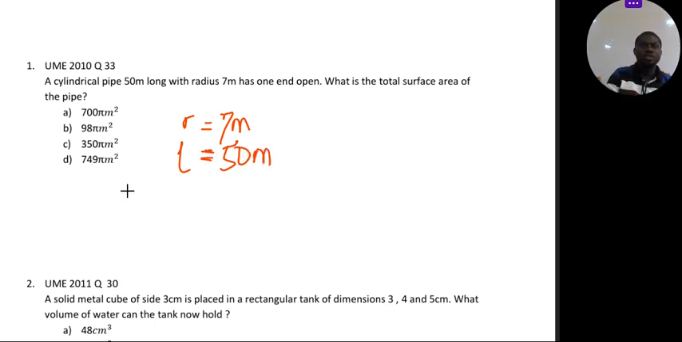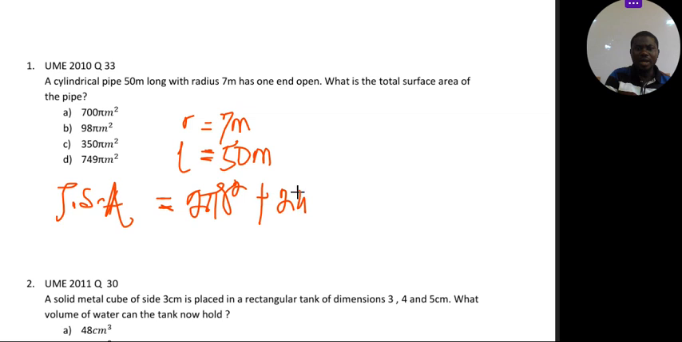We want to find the total surface area. So total surface area of a cylinder is 2 pi r squared plus 2 pi r h. The length of the cylinder basically is the height. So let's work that. Now, we need to take note that the answers are left in terms of pi, so that's why you can see pi among the options provided.